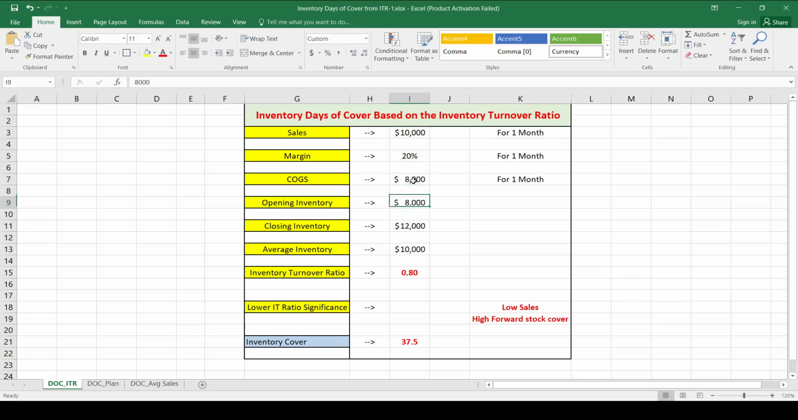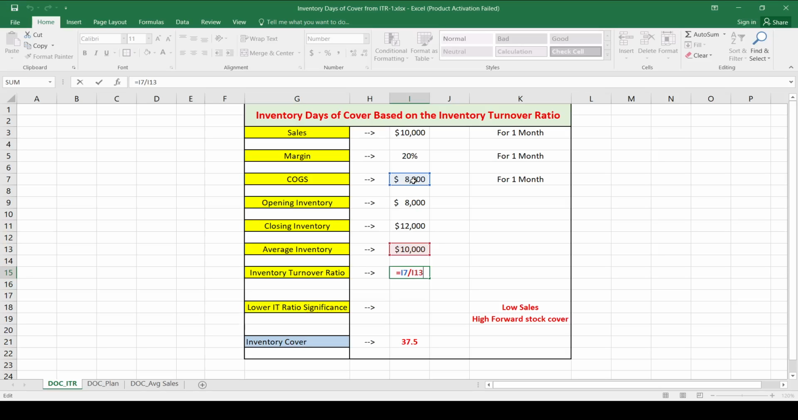Let's say you have an opening inventory which costs around $8,000 and a closing inventory which costs around $12,000. From this opening and closing, you have taken an average inventory which is around $10,000. Average inventory is basically opening inventory plus closing inventory divided by 2. You take a simple average of two numbers. From this, you can derive your inventory turnover ratio, which is a ratio of your COGS and your average inventory.